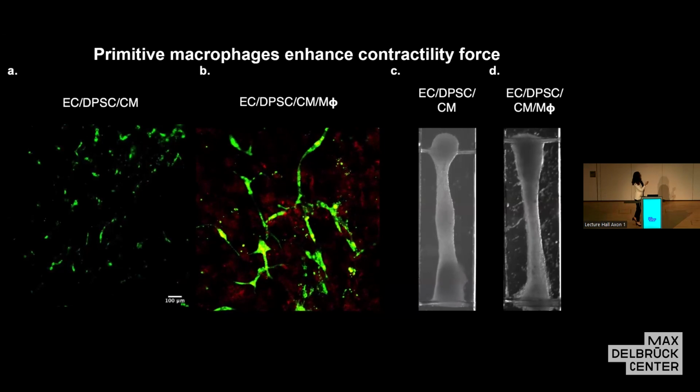If you look in the BioWire assay, again, you can see that this string of cardiac muscle is beating a lot more vigorously with macrophages compared to the one without macrophages.